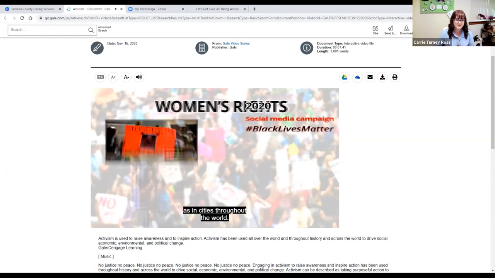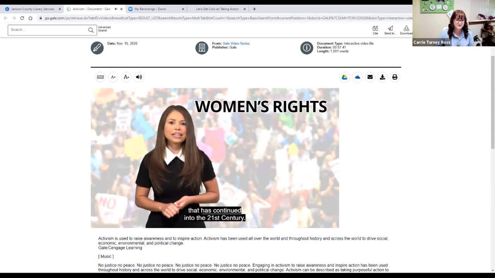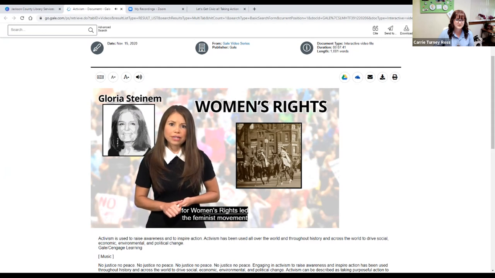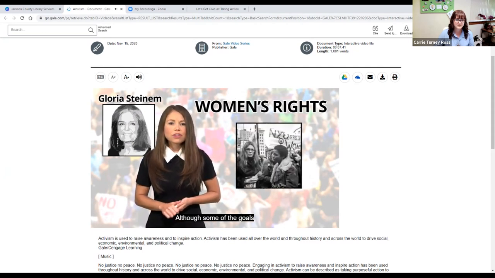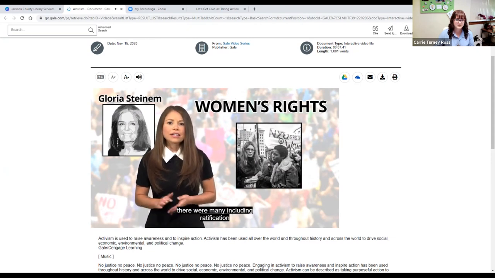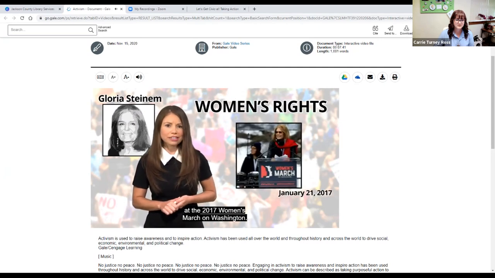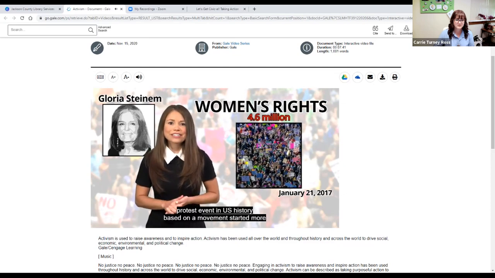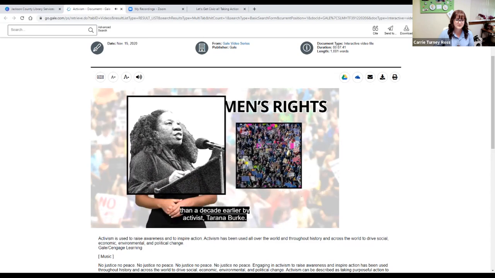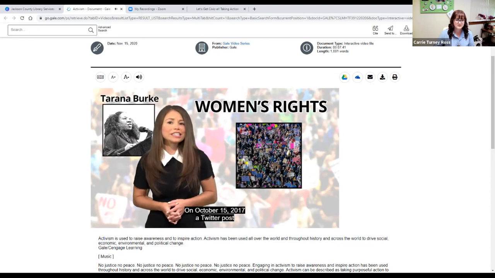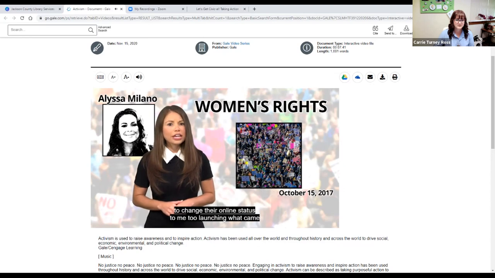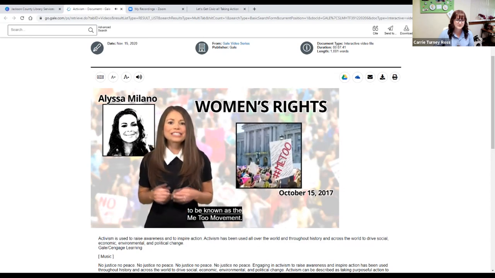The fight for women's rights is another example of a cause that has continued into the 21st century. Gloria Steinem, following in the footsteps of earlier advocates for women's rights, led the feminist movement in the late 1960s and early 70s. Although some of the goals of the feminist movement had been met, there were many, including ratification of the Equal Rights Amendment, that had not been achieved by the time Steinem spoke at the 2017 Women's March on Washington. With attendance estimated at 4.6 million across the United States alone, it was the largest single-day protest event in U.S. history. Based on a movement started more than a decade earlier by activist Tarana Burke, on October 15, 2017, a Twitter post from American actress Alyssa Milano encouraged all women who had been sexually harassed or assaulted to change their online status to Me Too, launching what came to be known as the Me Too movement.